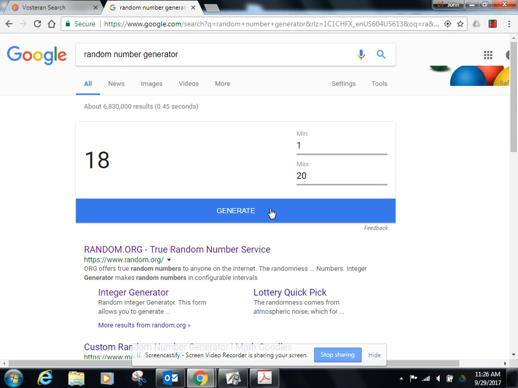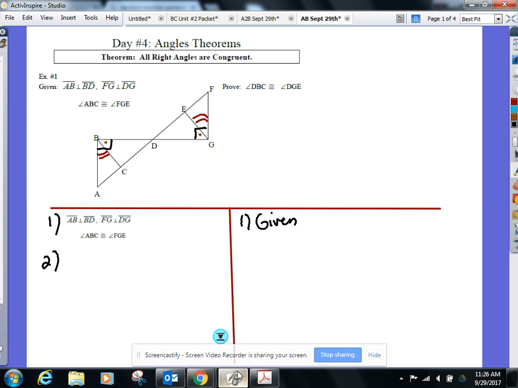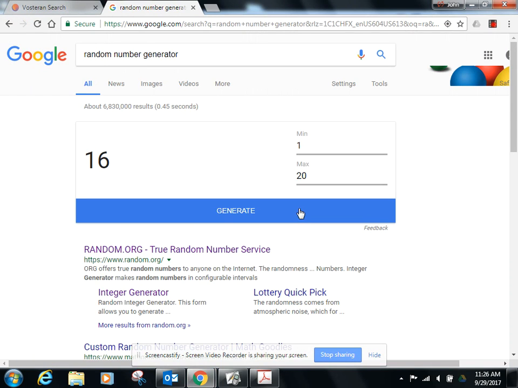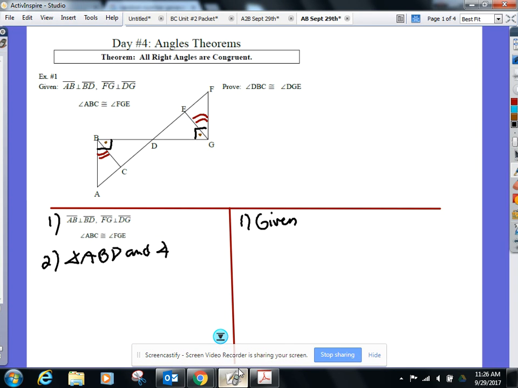Name me one right angle up here. 18. Who's got 18? Okay, angle ABD and angle, name the other right angle in the diagram. 16. DGF are right angles.